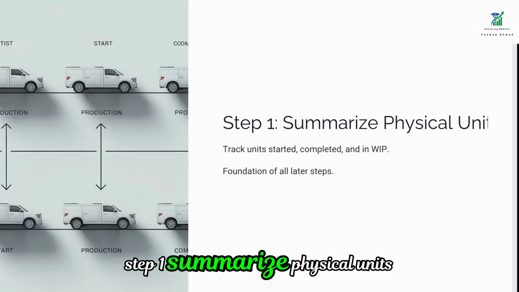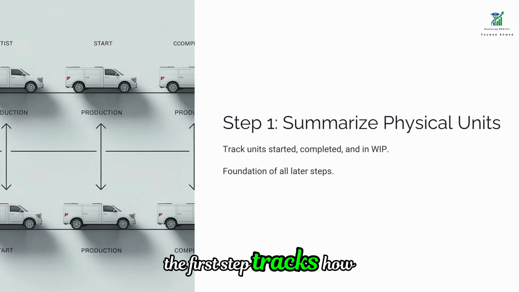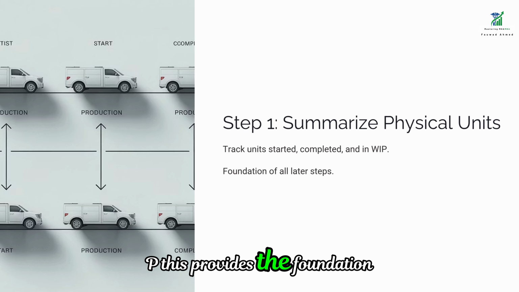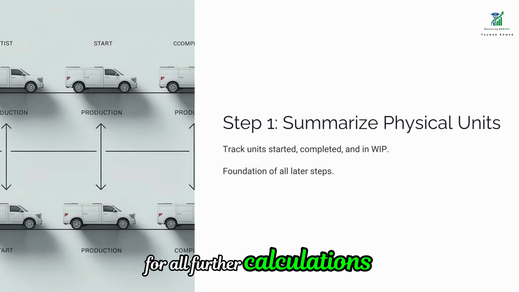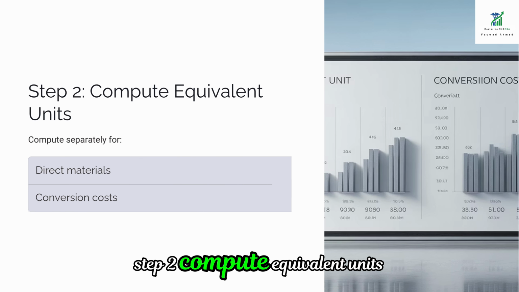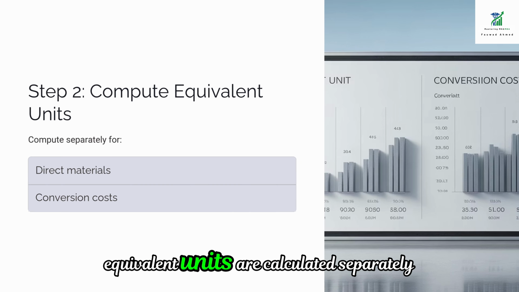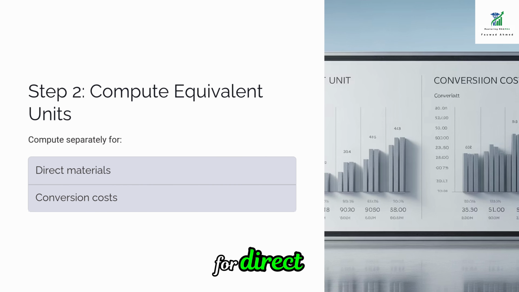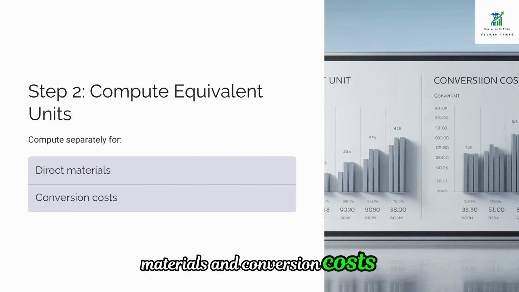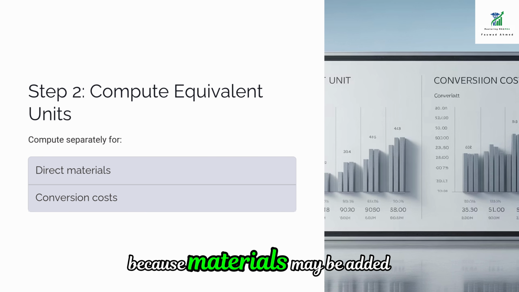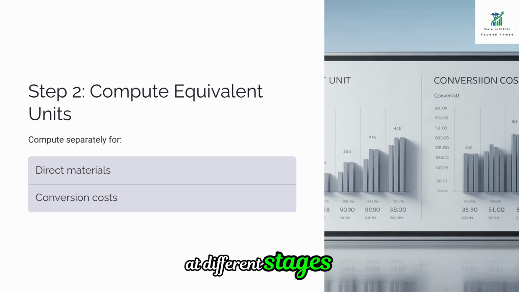Step 1, summarize physical units. The first step tracks how many units were received, started, completed, and left in WIP. This provides the foundation for all further calculations. Step 2, compute equivalent units. Equivalent units are calculated separately for direct materials and conversion costs. This is because materials may be added at different stages, while conversion costs are typically incurred throughout the process.